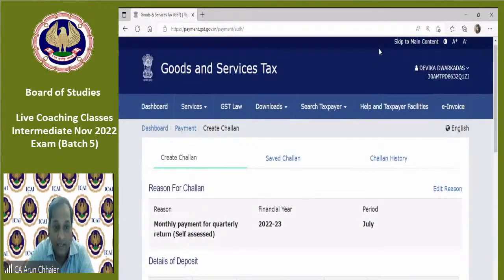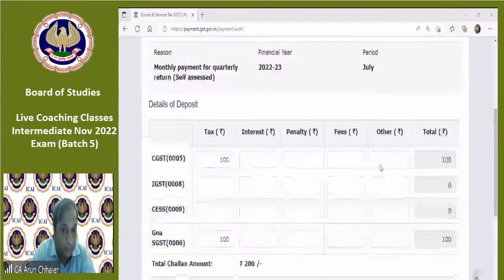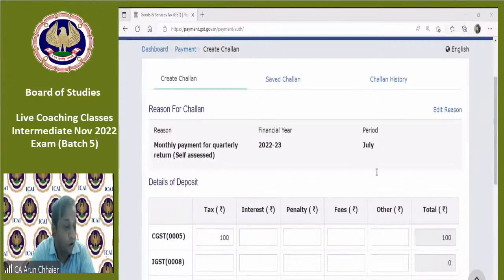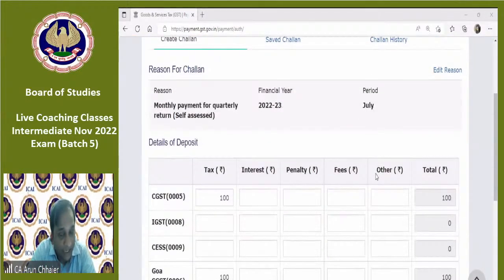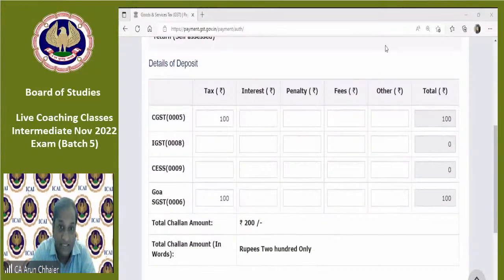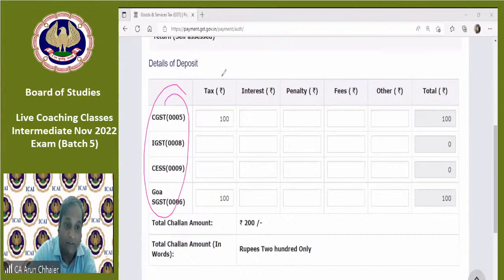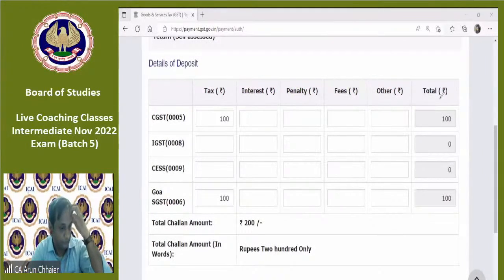Is it clear? Till now, is it clear? How to pay the challan is clear or not? We'll discuss multiple options. First, tell me whether how to pay the challan is clear to all. We have discussed this major head and we have discussed this minor head. Then what about the balance liability, Somesh?